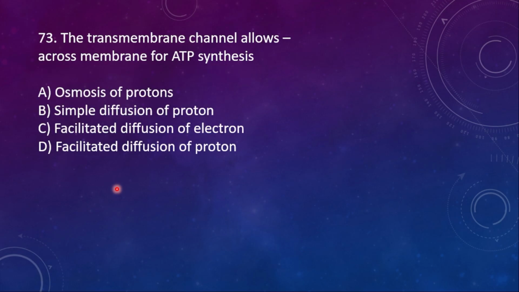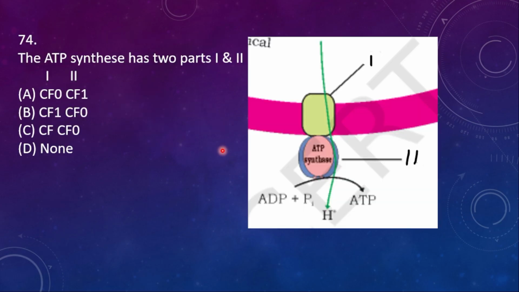73. The transmembrane channel allows across membrane of ATP synthesis. Option A, osmosis of protons. Option B, simple diffusion of protons. Option C, facilitated diffusion of electrons. D, facilitated diffusion of protons. Here the right option is facilitated diffusion of protons.